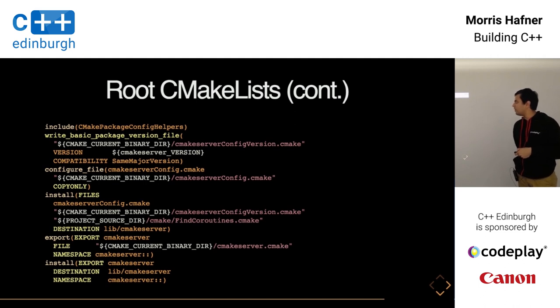So not only do I copy my CMake server config to my build directory, I also install it to this directory here, lib/CMakeServer. And this is one of the special directories CMake looks in when you're calling find package. This entire list is available in the documentation, where CMake just lists where it's looking for a config file. And after that, I export my library interface called CMake server into a file cmakeserver.cmake and give it a namespace. And then I install the export set.